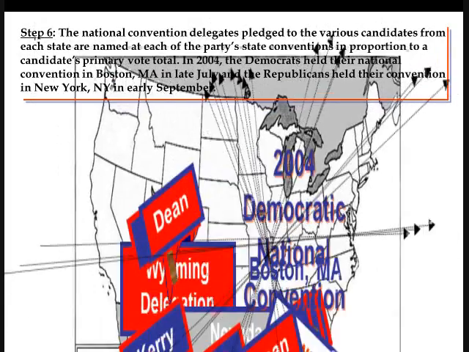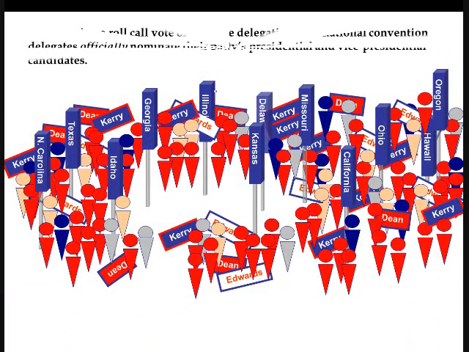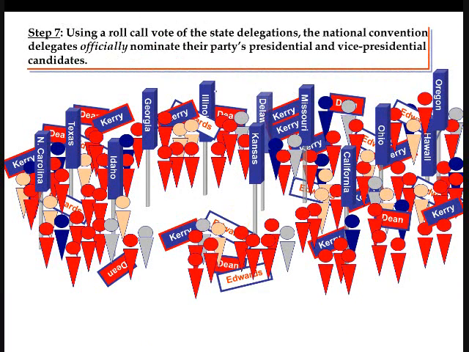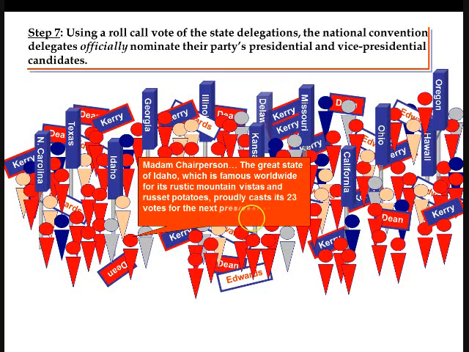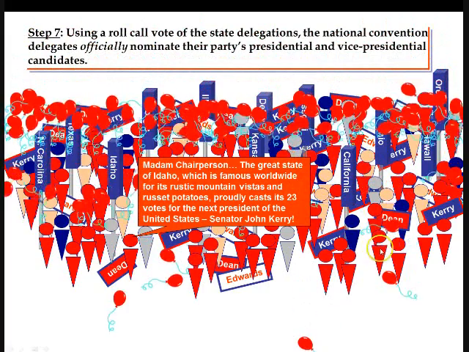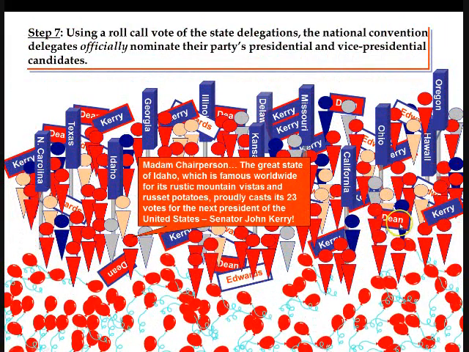As we established in our discussion of the primary process, once at the national convention, the delegates cast their votes to officially nominate the party's presidential candidate. When one of the candidates receives a majority of the delegates' votes in a roll call of the state delegations, the party's nominee for president is officially determined.